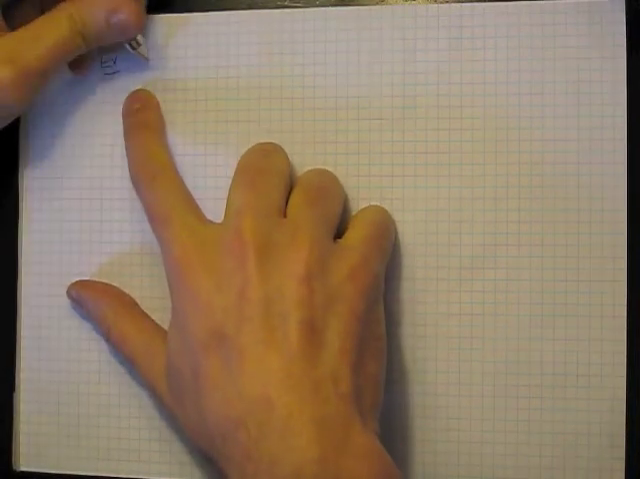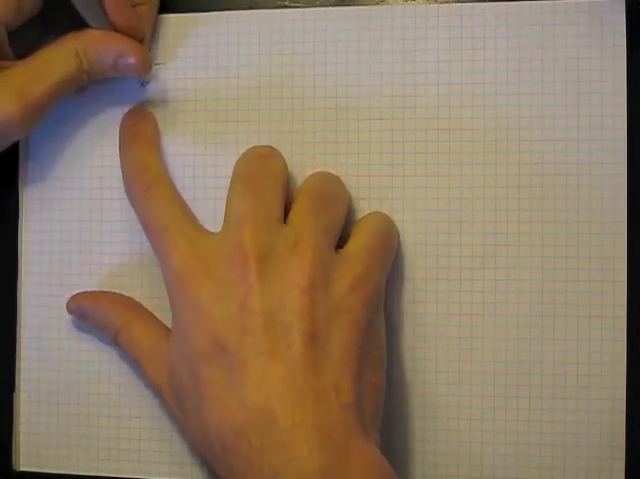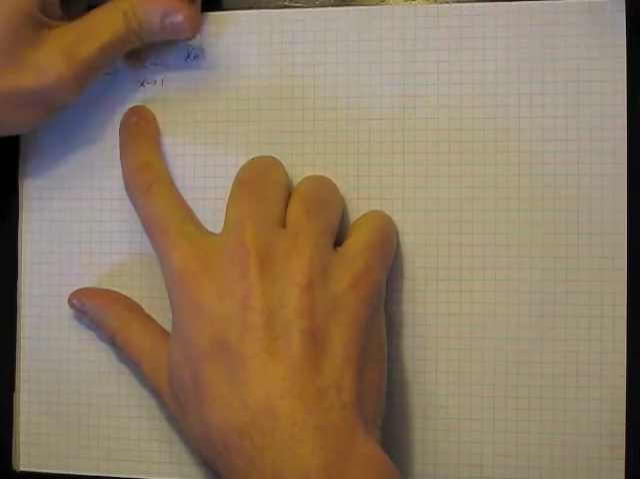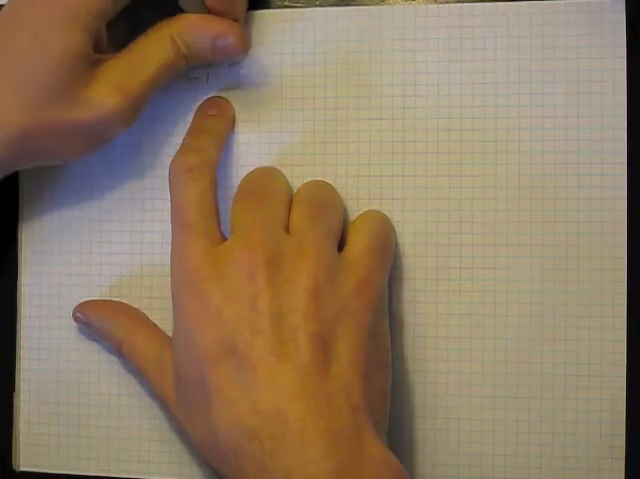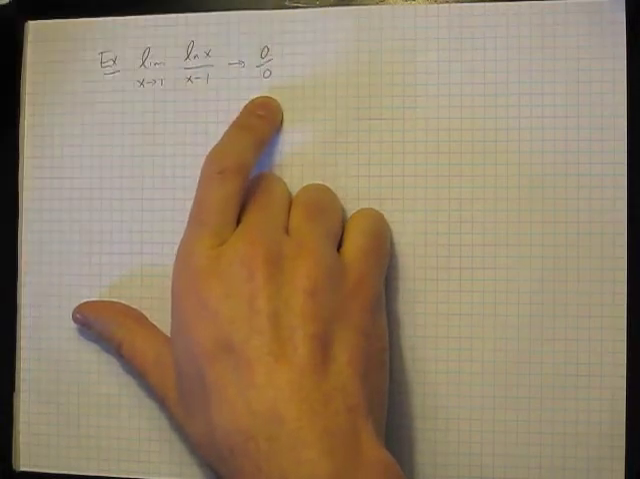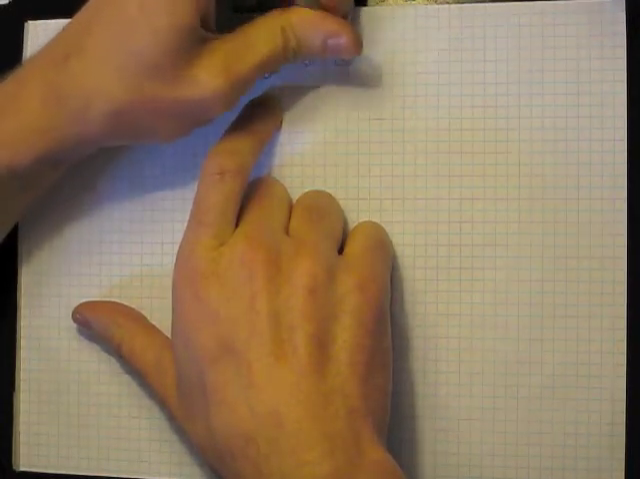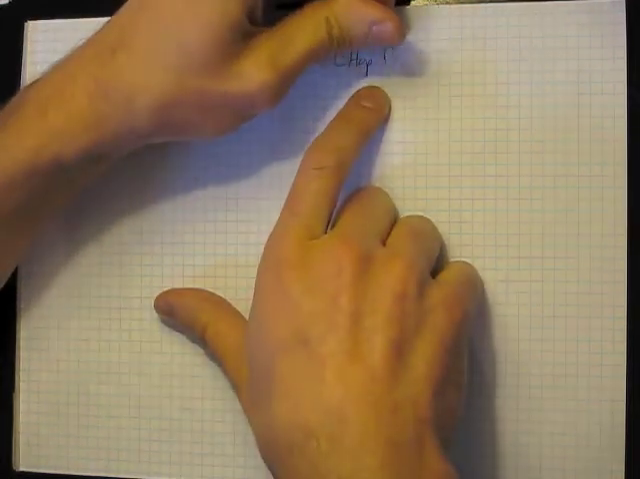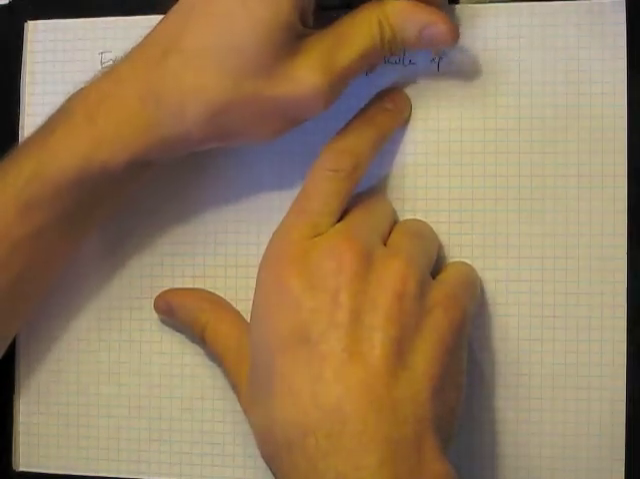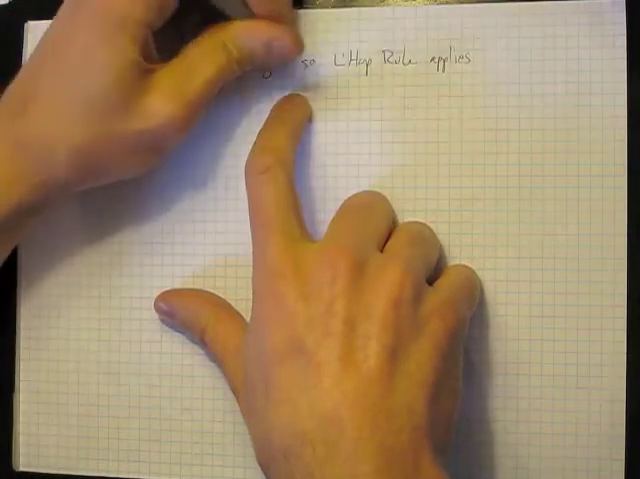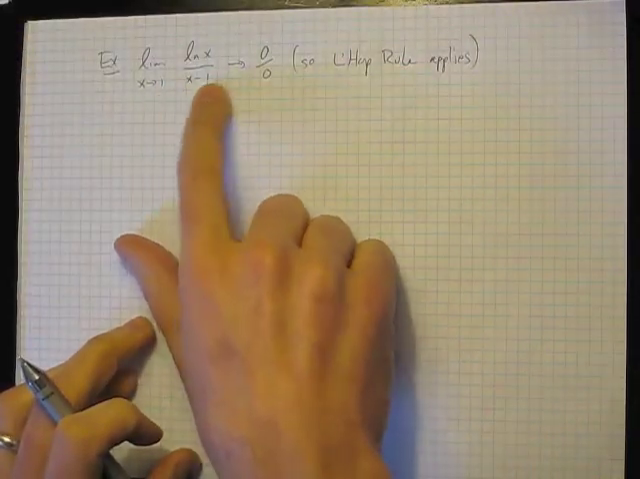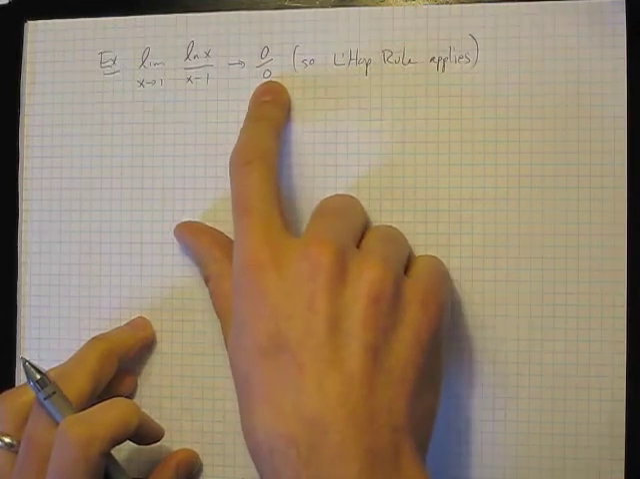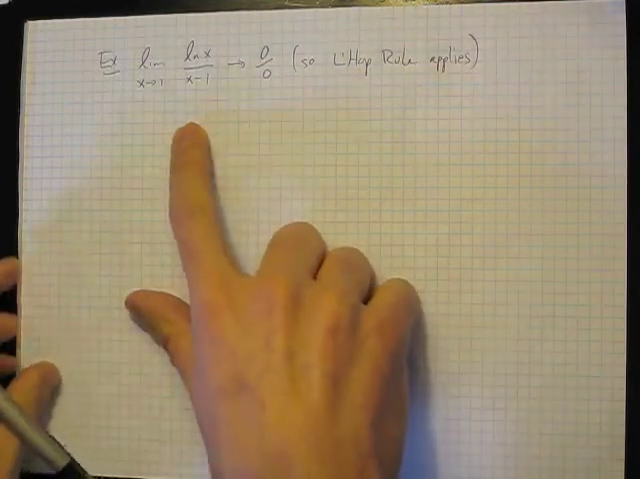So the first example was the limit as x goes to 1 of log of x over x minus 1. Okay, so this certainly is going to 0 over 0. So L'Hôpital's rule applies. Okay, so part of calculating a limit using L'Hôpital's rule is to observe that it applies. If it doesn't apply, you don't want to use it.